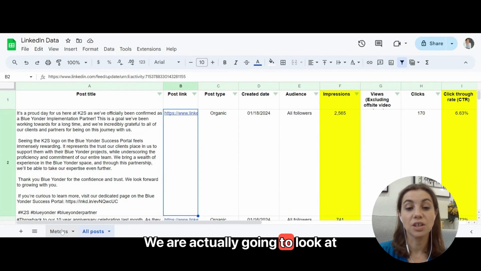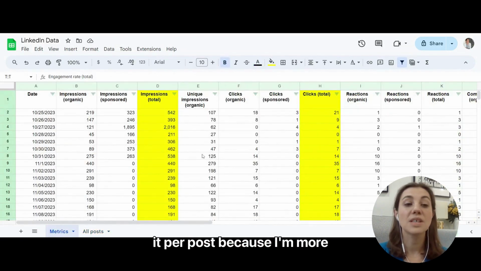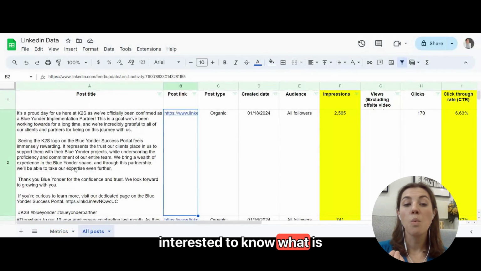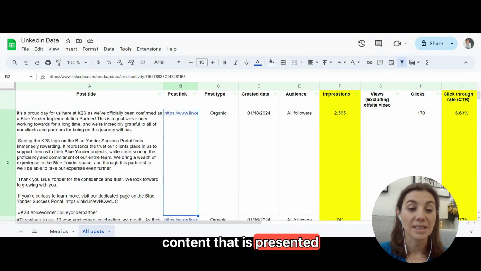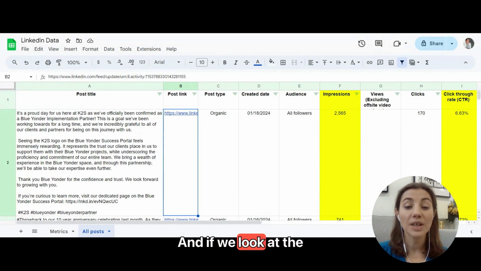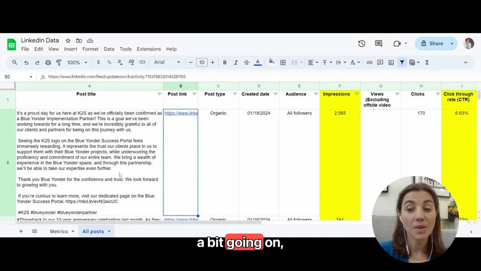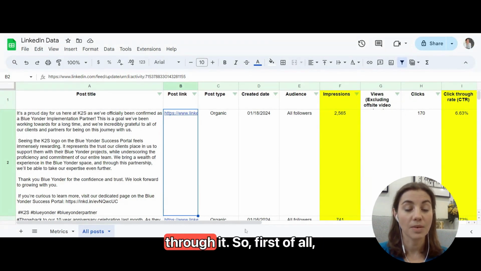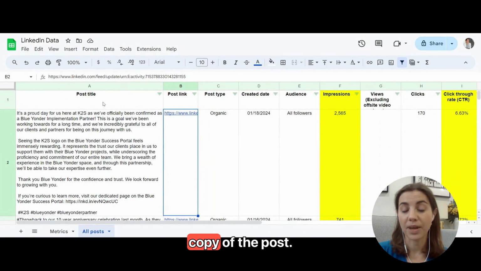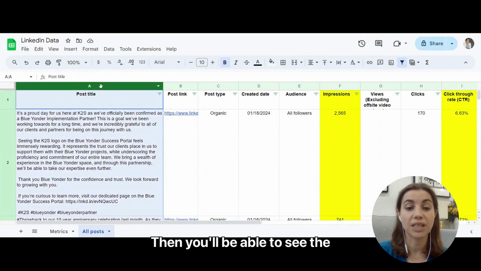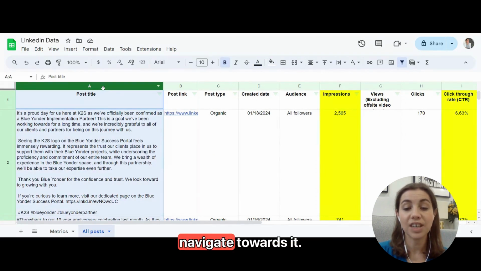So what we're going to do is we're not going to look at it per day. We are going to look at it per post, because I'm more interested to know what is actually working in terms of the content that is presented on this page. And if we look at the spreadsheet, there's quite a bit going on. So I'll just quickly take you through it. So first of all, in the first column, you'll be able to see the copy of the post. Then you'll be able to see the post link, so you can easily navigate towards it.